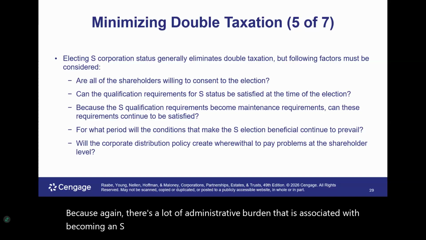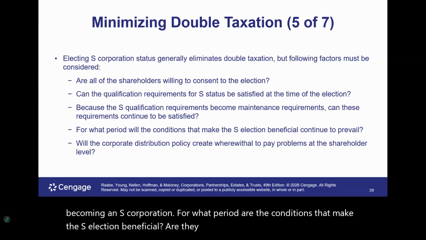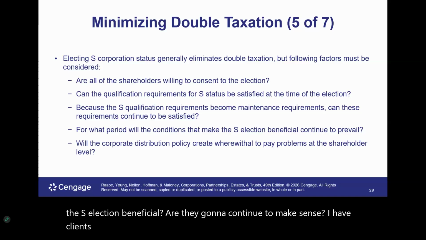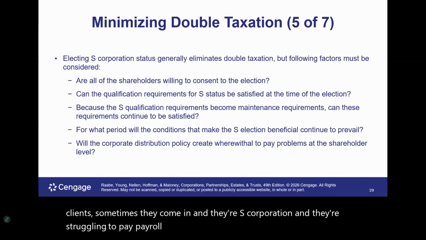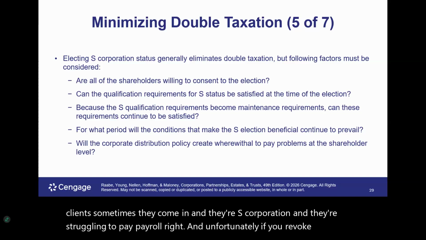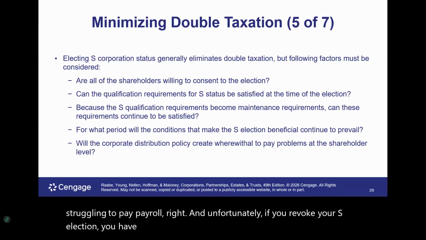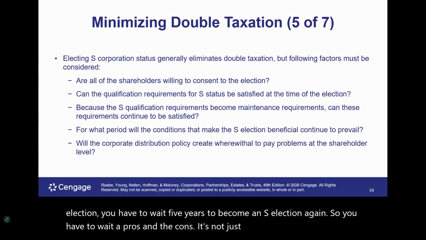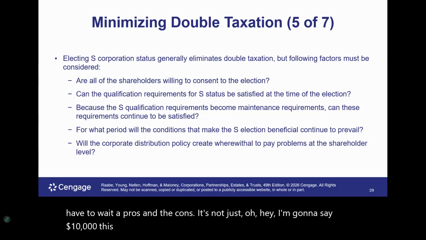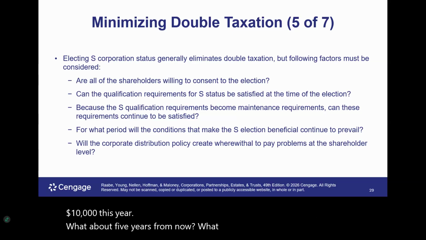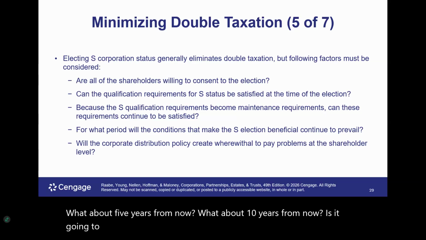For what period are the conditions that make the S election beneficial? Are they going to continue to make sense? I have clients who come in and they're an S corporation and they're struggling to pay payroll. And unfortunately, if you revoke your S election, you have to wait 5 years to elect S status again. So you have to weigh the pros and the cons. It's not just, oh, hey, I'm going to save $10,000 this year. What about 5 years from now? What about 10 years from now? Is it going to make sense in the long run?